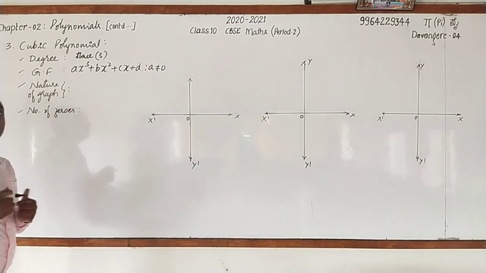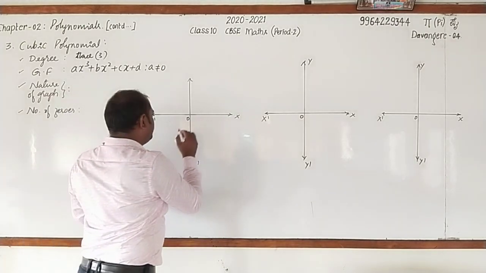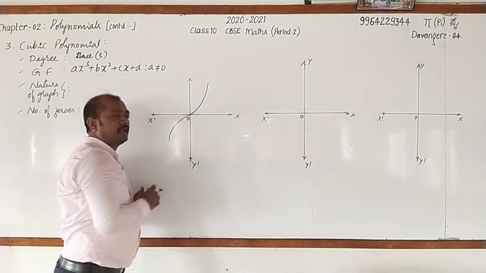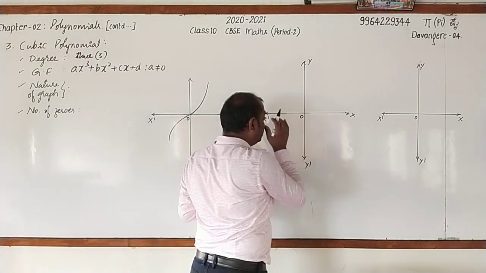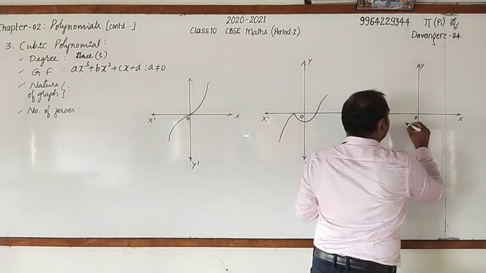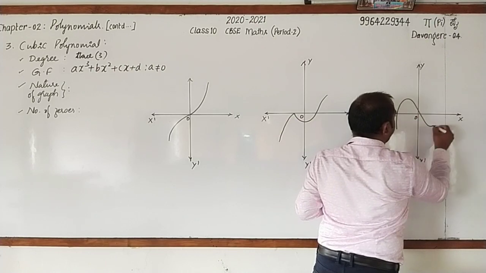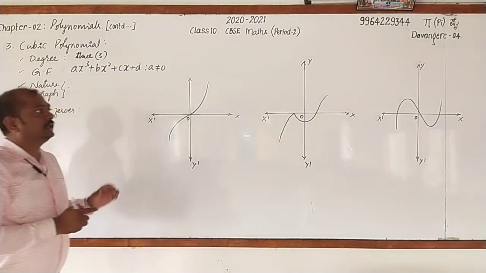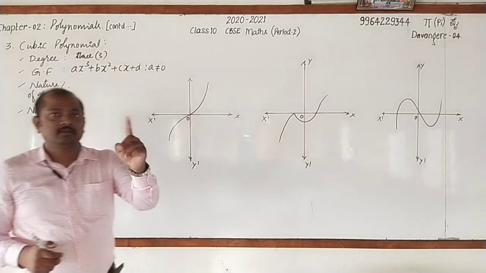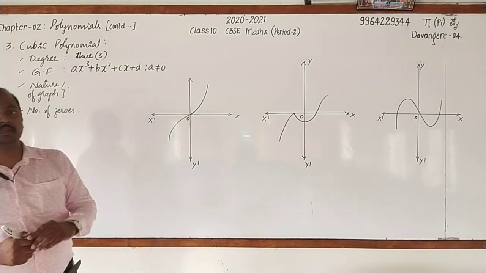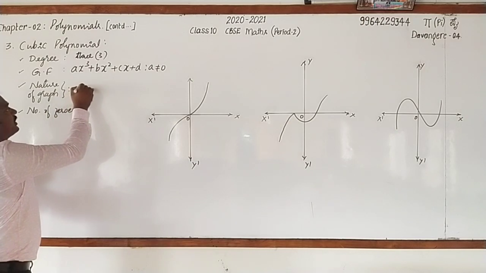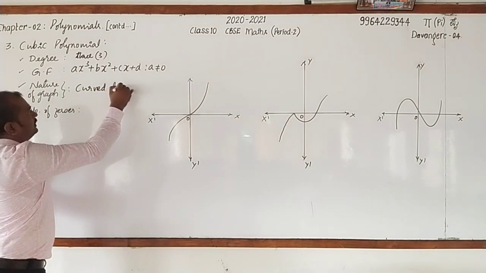Then what is the nature of the graph? Look here, we have some chances. Observe, this is a graph of a cubic polynomial. Even it may come like this also. Next, we have one more chance. Look here. What is it saying? In all these cases, whether we have got a straight line, parabola or curved line? Yes, it is a curved line. All are curved lines. Hence, the nature of the graph is a curved line.